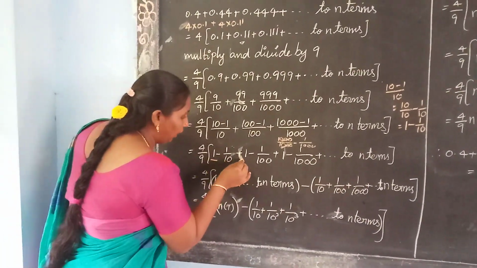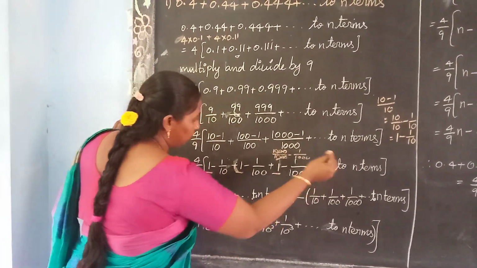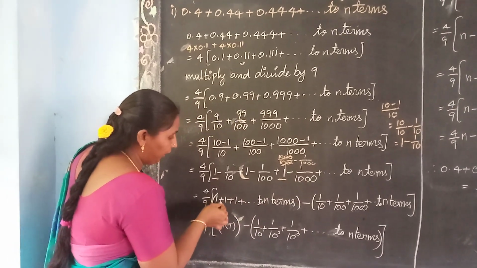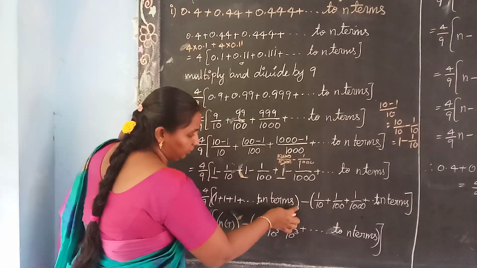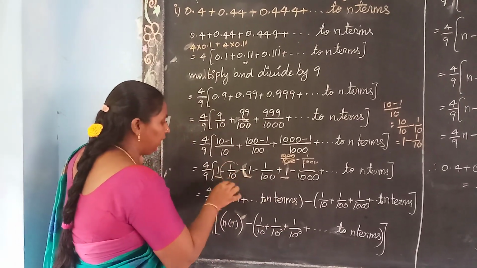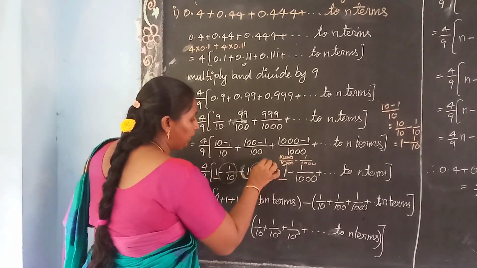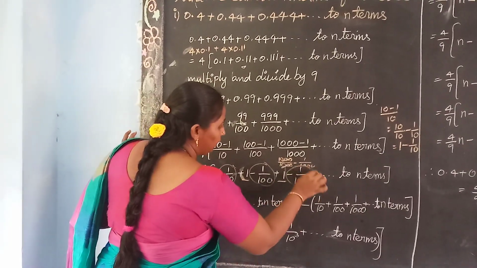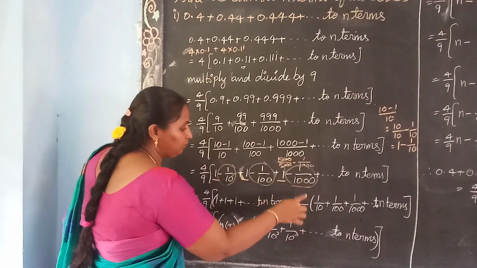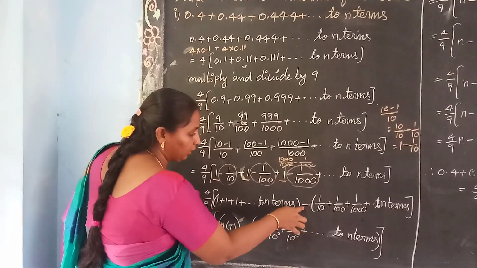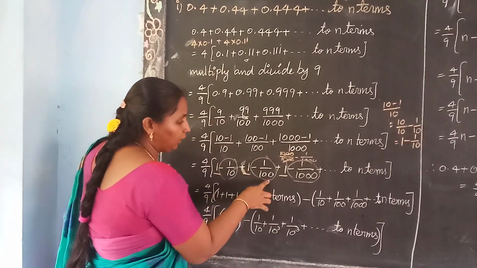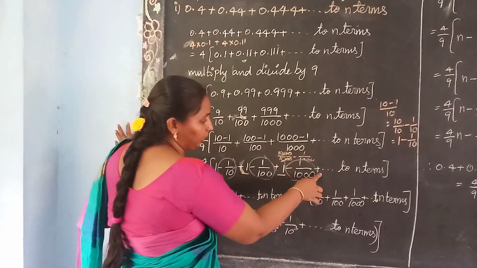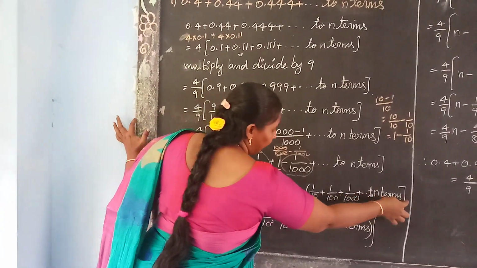Next, here 1, 1, 1 and so on, you can take it out. 1 plus 1 plus 1 and so on to how many terms? N terms. Okay. Next, see this: minus 1 by 10 minus 1 by 100 minus 1 by 1000. In these terms, I am going to take minus as common. If I take minus and put in the brackets: 1 by 10 plus 1 by 100 plus 1 by 1000 plus and so on to n terms.